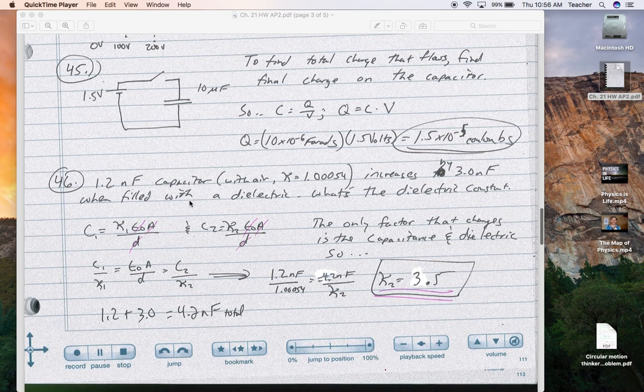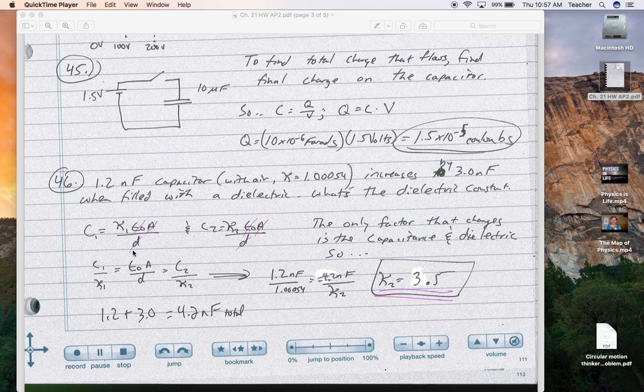For number 46, we've got a 1.2 nanofarad capacitor that increases by 3 nanofarads. You can see I initially wrote increases to 3 nanofarads, which is why I had to change my answer. So it increases by 3. That means it's a final capacitance of 4.2.